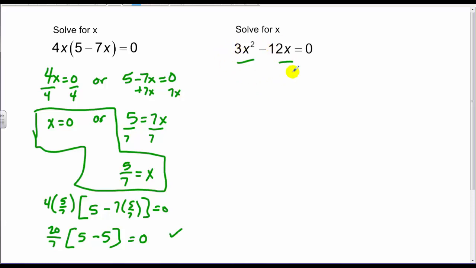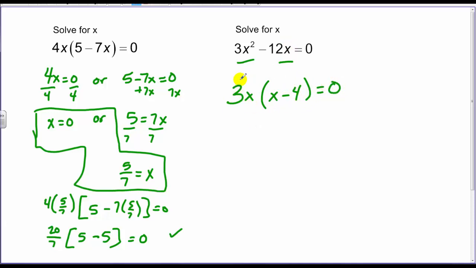Now in this problem, it's a little bit different because I have an x squared term and an x term, and these are not like terms, so I can't combine those together. But I notice that it's possible to see a GCF in here. 3 and 12 have a greatest common factor of 3, and x squared and x also have a greatest common factor of x. Then I can say 3x times what is 3x squared, that's just x, and 3x times what is negative 12, which is negative 4.